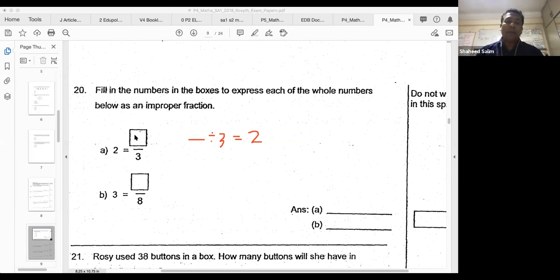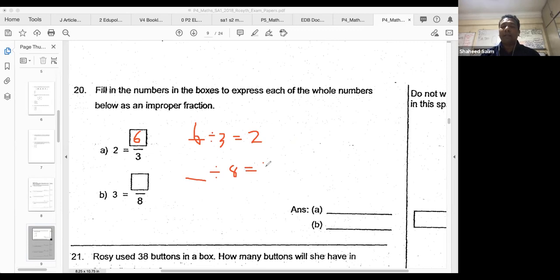Anyway, now what about the next one? What divided by 8 equals 3? Come on. What divided by 8 equals 3? You know the answer. See, I put too many dots. What's the answer? Anyone? If you don't know, you say 2 times 3, 6. Okay, what divided by 8 equals 3?